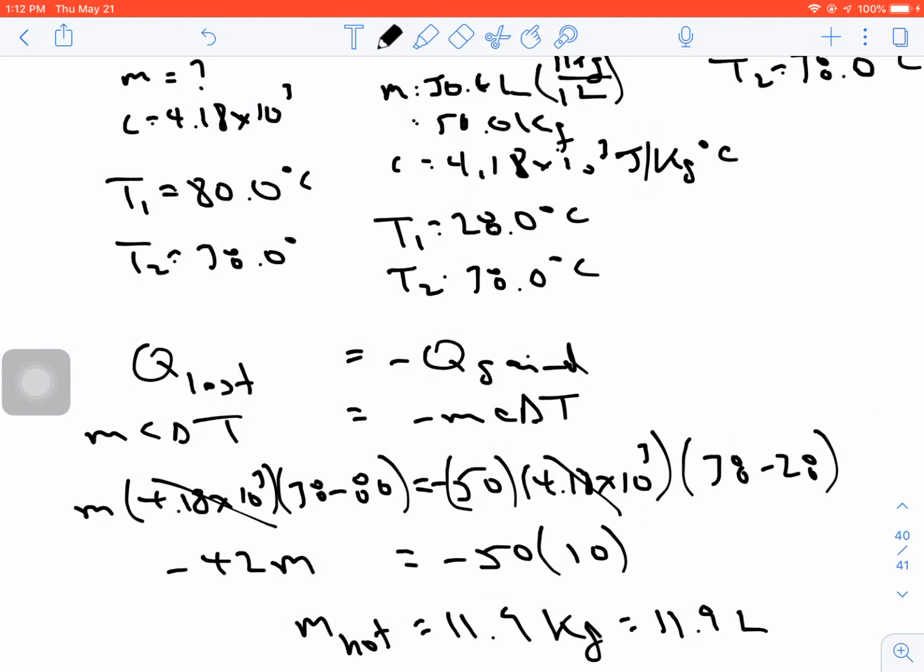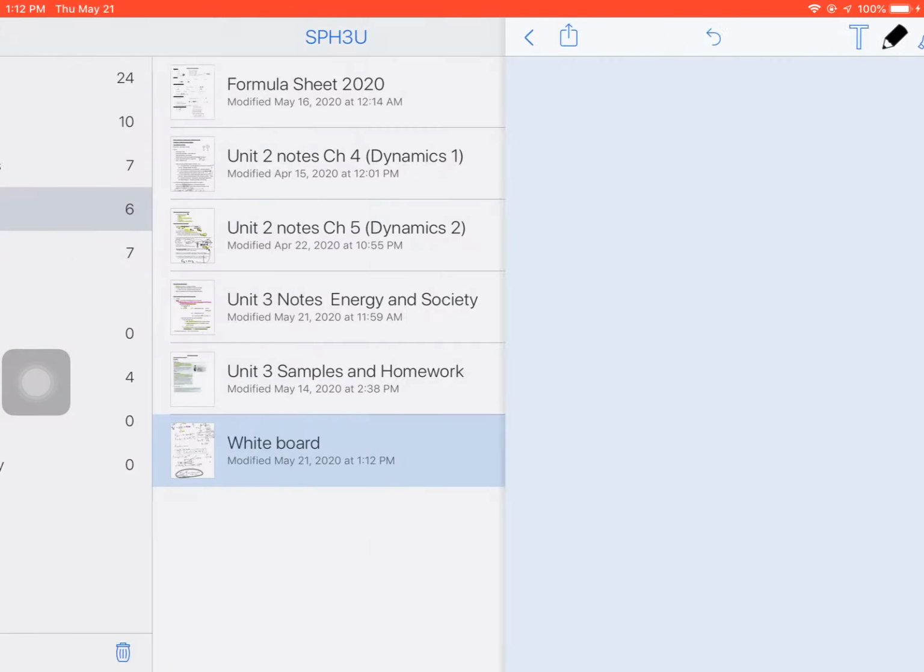I don't know if it asks for volume. How much more hot water would you have to add? It doesn't really matter, obviously, because a kilogram is a liter. Okay, so Q equals MC delta T. And again, we use that type of question quite often in the real world, right, when we're trying to heat something up.